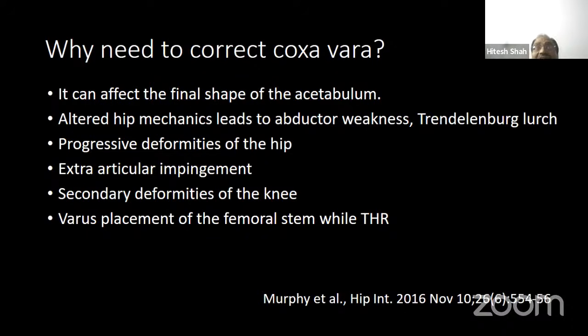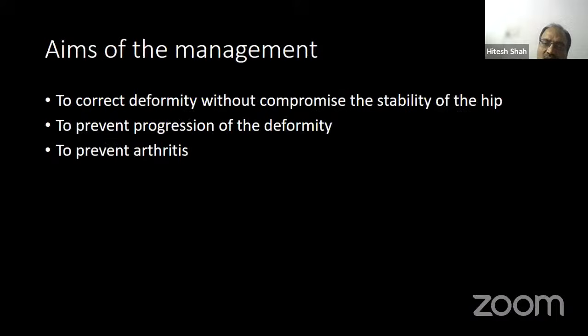And last but not least, if the child goes on with the same condition, by and large the child will require a total hip replacement because of the untreated Coxa Vara. The adult surgeon may have an issue with the varus placement of the femoral stem while doing total hip replacement. That is also why it is necessary to correct the angular deformity of the proximal femur.